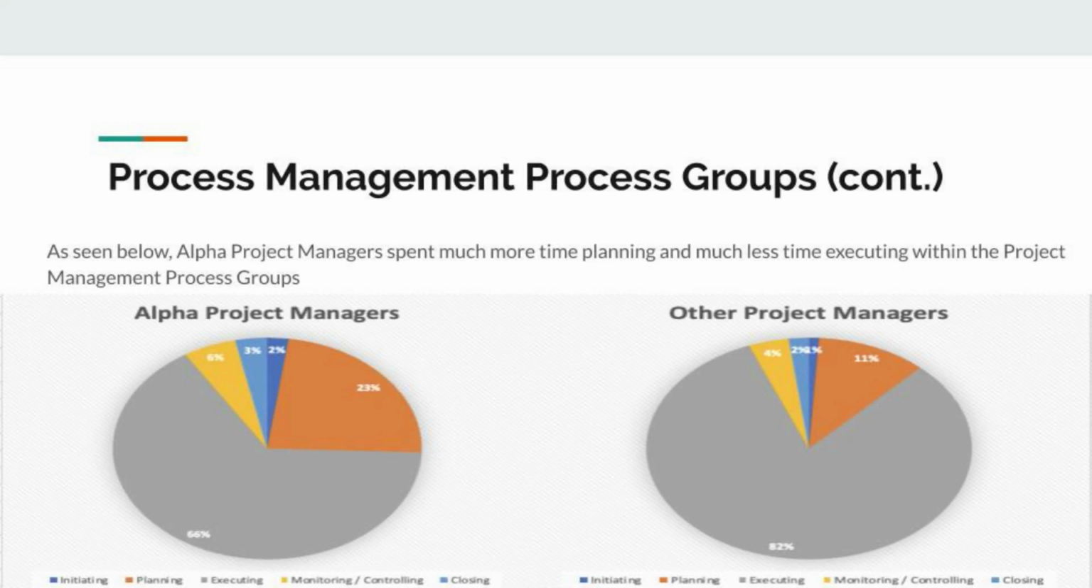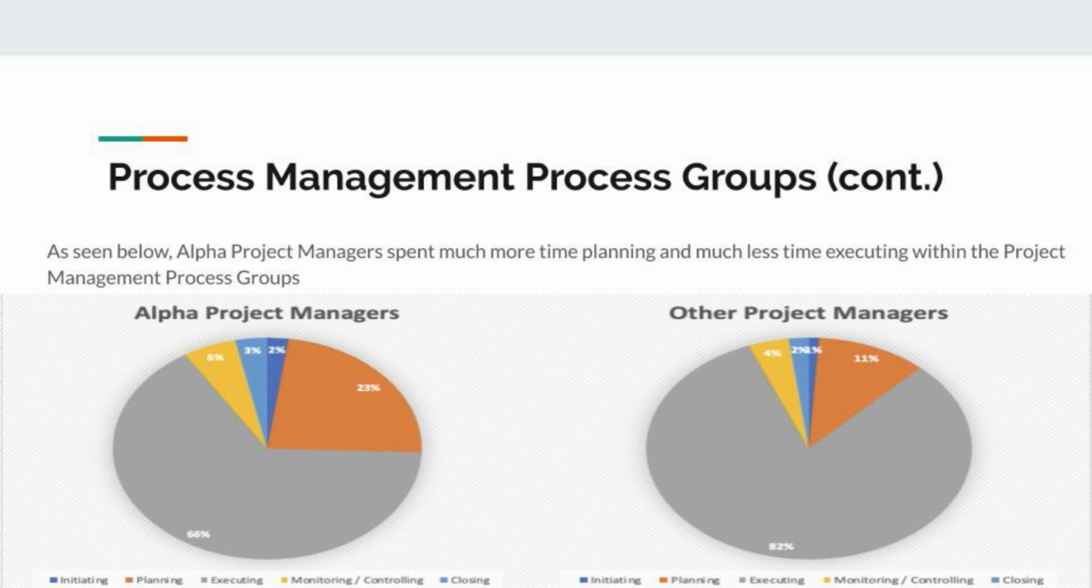phases. For initiating, Alpha project managers spend 2%, and other project managers 1%. Planning for Alpha project managers is 21%, and other project managers 11%. Executing for Alpha project managers is 69%, and other project managers 82%. Monitoring and controlling for Alpha project managers is 5%, and other project managers 4%. For closing, Alpha project managers 3%, and other project managers 2%.